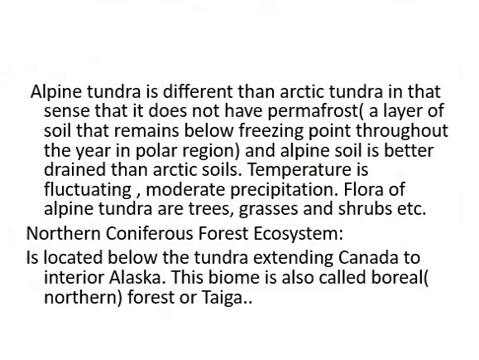Now we see that Alpine Tundra is different from Arctic Tundra. The difference is that Alpine Tundra has no permafrost. Permafrost is a layer of soil that remains below freezing point throughout the year in polar regions. Arctic Tundra has permafrost. And alpine soil is better drained than Arctic soil because its topography is sloping. Temperature is fluctuating, with moderate precipitation. Flora of Alpine Tundra: trees, grasses, and shrubs, etc.